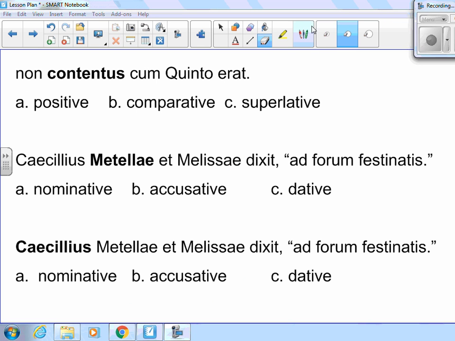Contentus is also an adjective. It's asking you, do you know if it is a positive adjective, comparative adjective, or superlative adjective? Comparative has -ior, contentus does not. Superlative has double L, double S, double R. This one does not, which makes it a positive adjective.